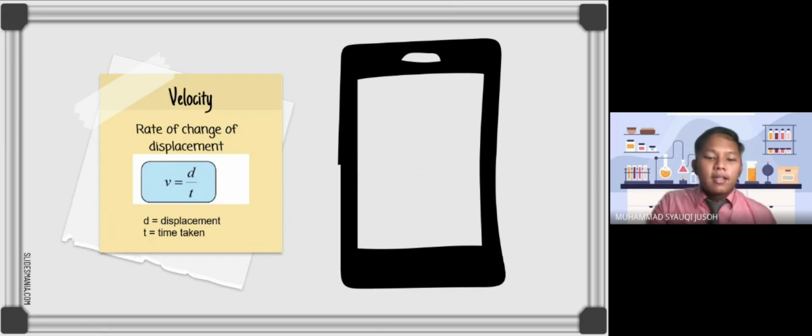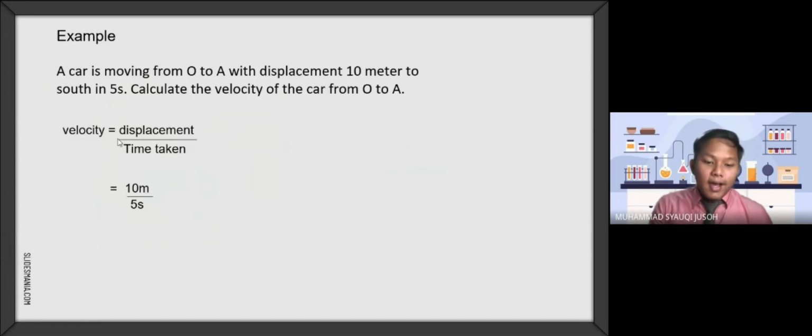Okay, now let's look at how to calculate velocity. A car is moving from O to A with displacement 10 meter to south in 5 seconds. Calculate the velocity of the car from O to A. Okay, so by using the formula of velocity, displacement divided by time taken, 10 meter is divided by 5 seconds. So, the velocity from O to A is 2 meter per second to the south.